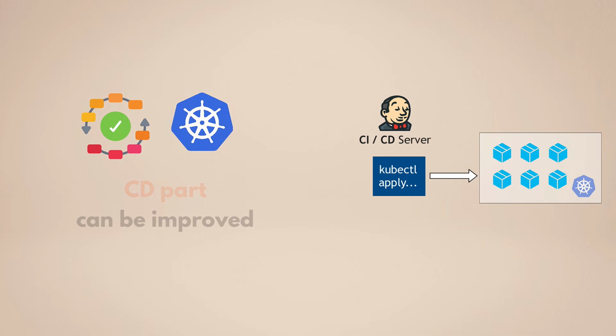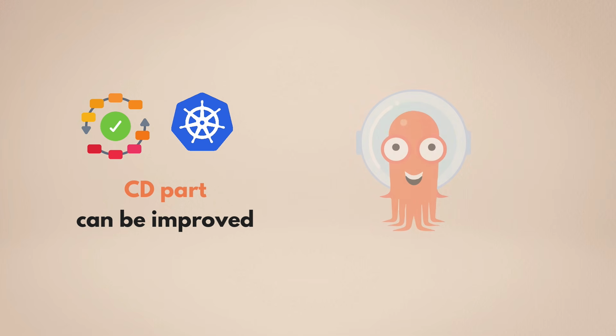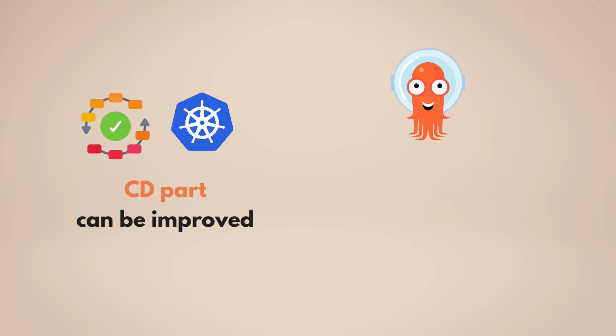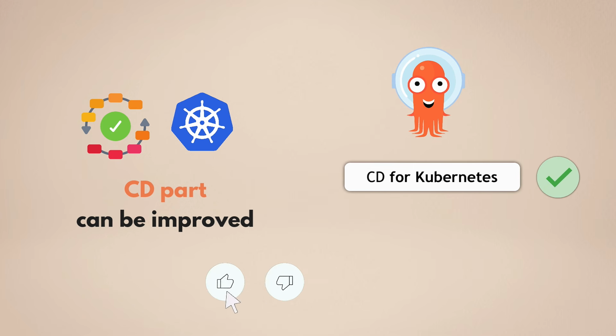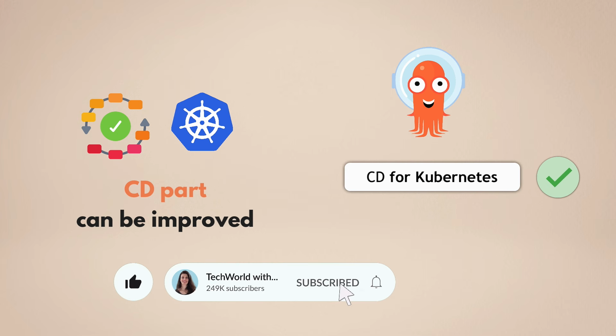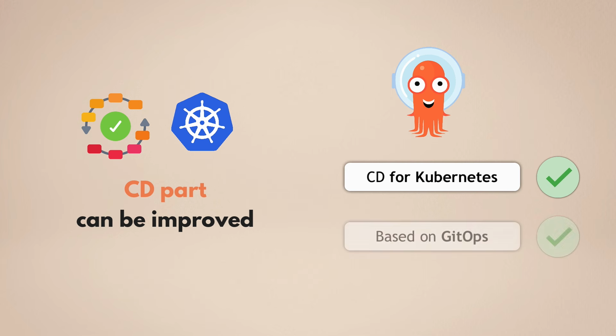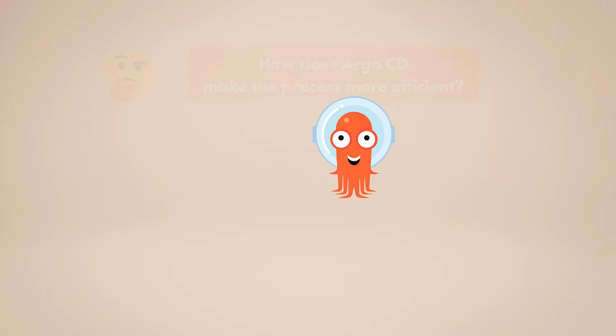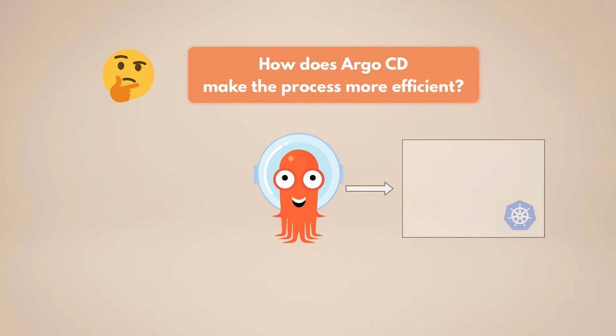So the CD part of the pipeline, when working with Kubernetes specifically, can be improved and made more efficient. And ArgoCD was built for this specific use case to make continuous delivery to Kubernetes clusters specifically more efficient. ArgoCD was actually purpose-built for Kubernetes with GitOps principles, and we will see why this is a good thing throughout this video.